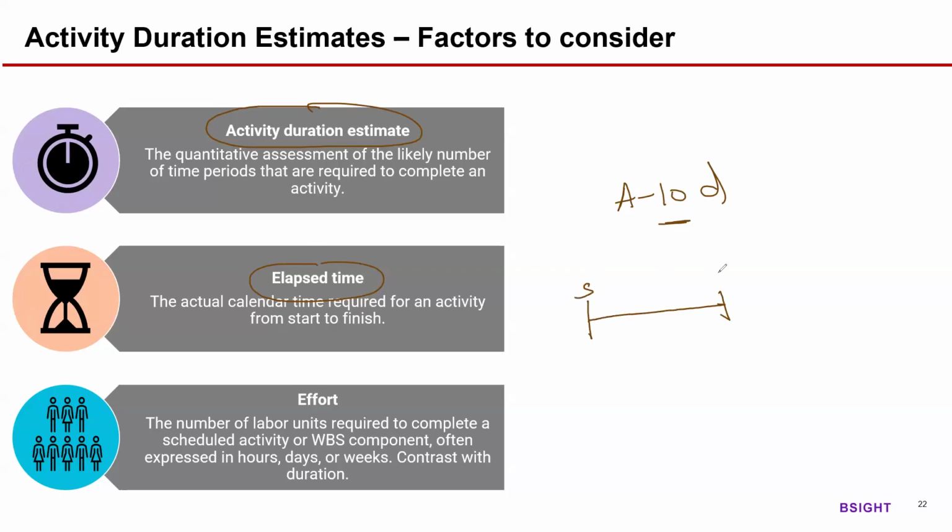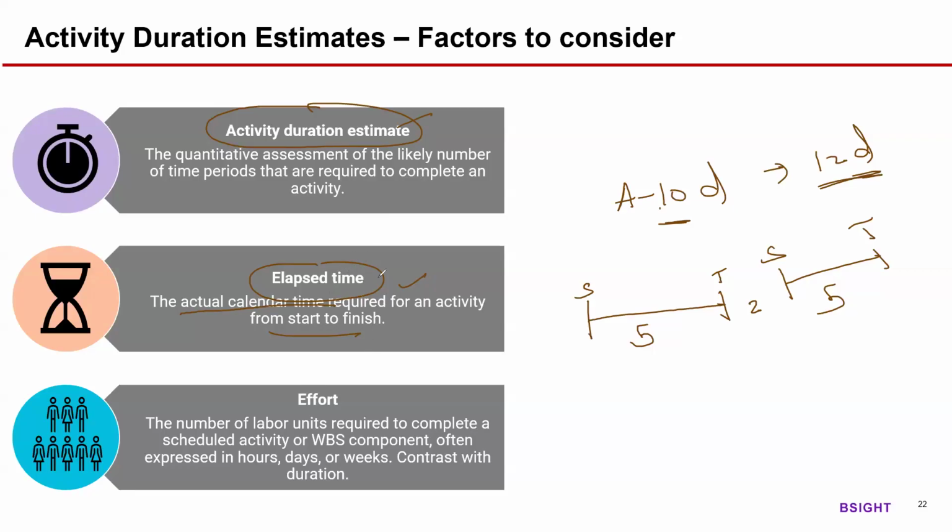Okay, so Sunday to Thursday, Sunday to Thursday. So it's 10 working days. So 5 working days in this week, 5 working days in the next week, and in between you have a 2-day weekend. So the elapsed duration of activity A is 10 plus 2, 12 days. Elapsed duration is the actual calendar time required for an activity from start to finish, whereas duration estimate is the number of working days or working time, in days or weeks or months, etc.